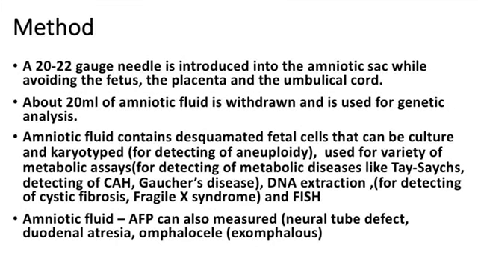Now we will see the method of amniocentesis. A 20 or 22 gauge needle is introduced into the amniotic sac while avoiding the fetus, the placenta, and the umbilical cord. About 20 ml of amniotic fluid is withdrawn and is used for genetic analysis. Amniotic fluid contains desquamated fetal cells that can be cultured and karyotyped for detecting of aneuploidy.